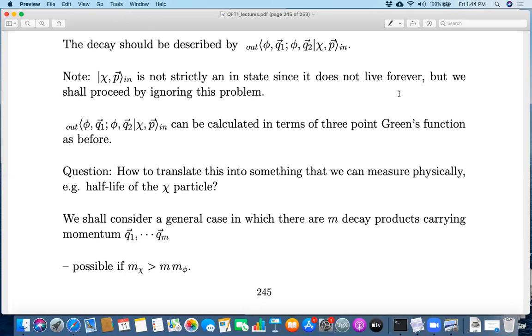And that you have to keep in mind. Although, as I said, as long as they are long lived, as long as the decay probability is small, you can approximate them as in and out states, by using an appropriate approximation in which the half-life goes to infinity, and then you work to first order in perturbation.